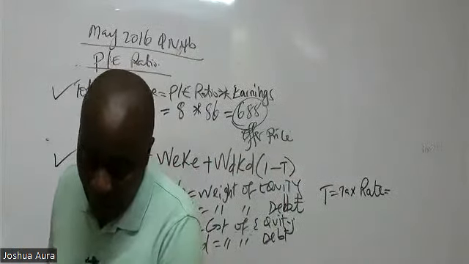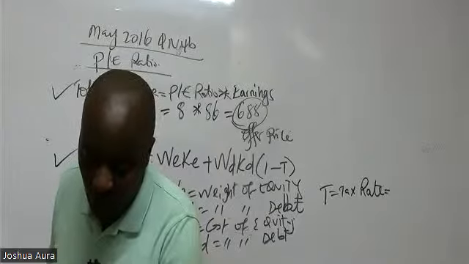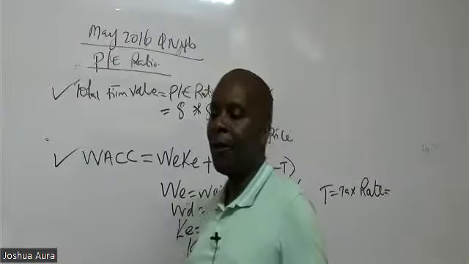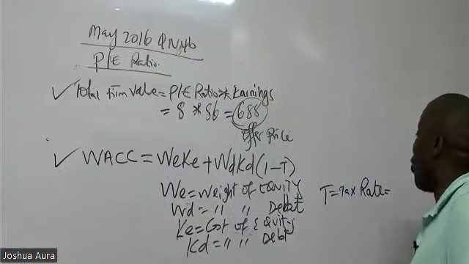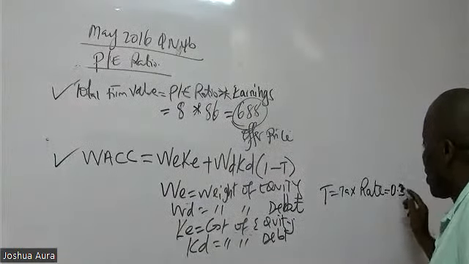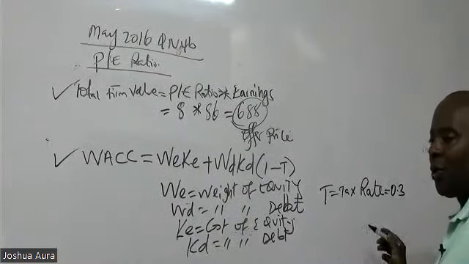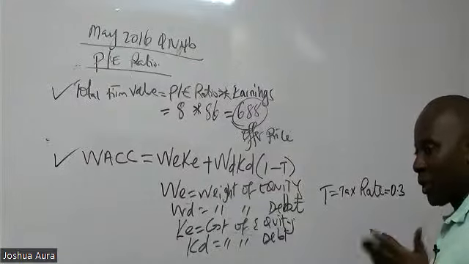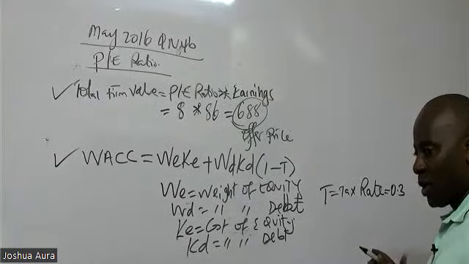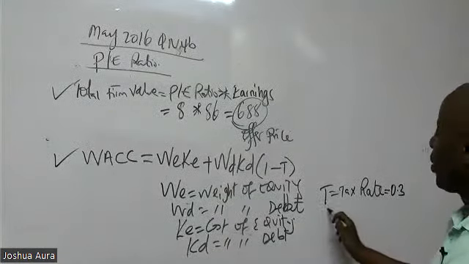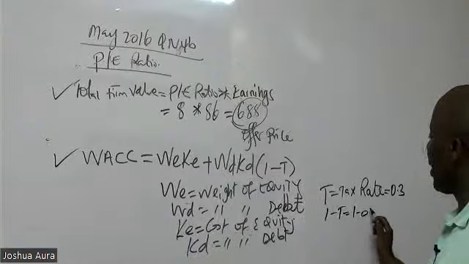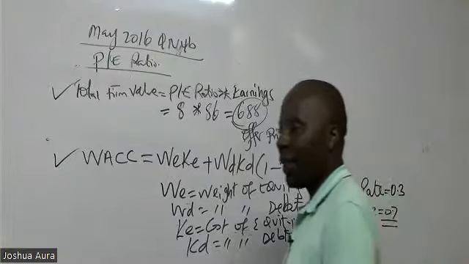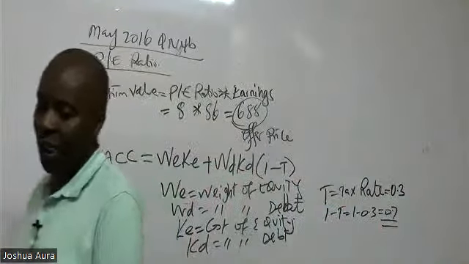The tax rate has been provided to us before required, in the second last paragraph: the tax payable is 30%. They always tell you about tax. If they don't tell you, you don't assume. If in finance they don't tell us what the tax is, it will always be zero. If they tell us it's 30%, then 1 minus tax will be 1 minus 0.3, which will give me 0.7.